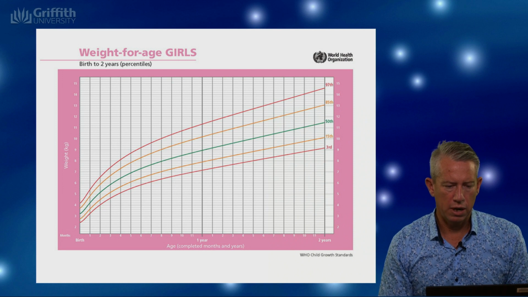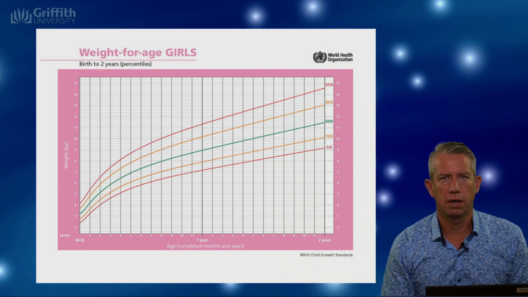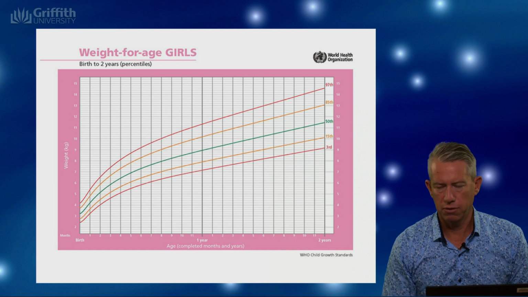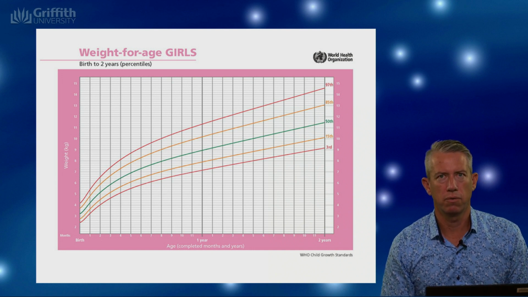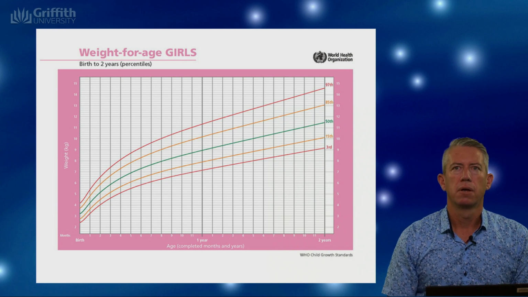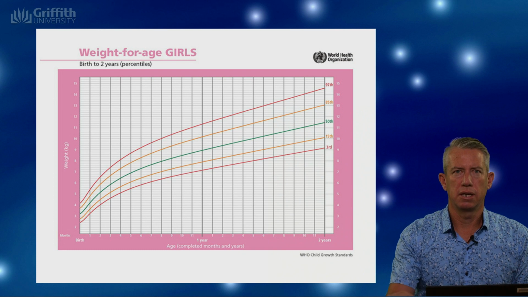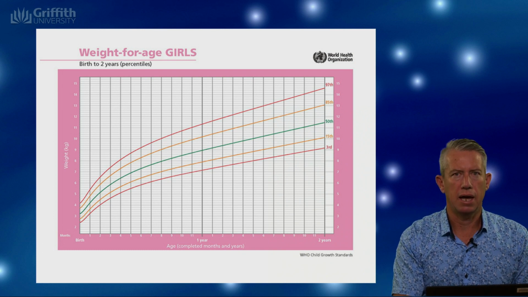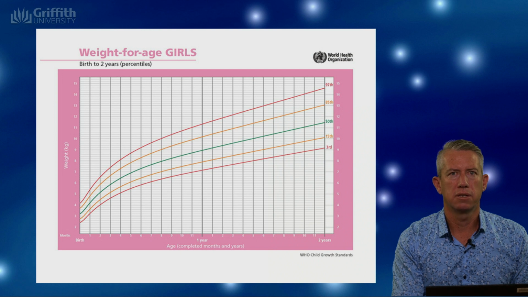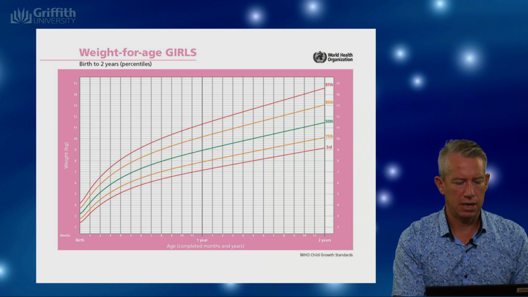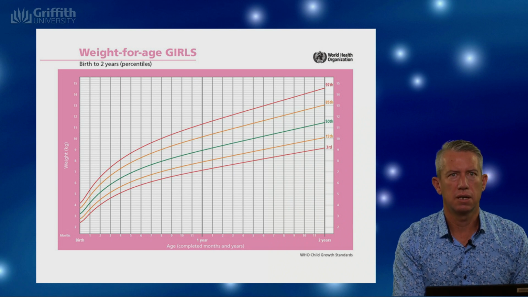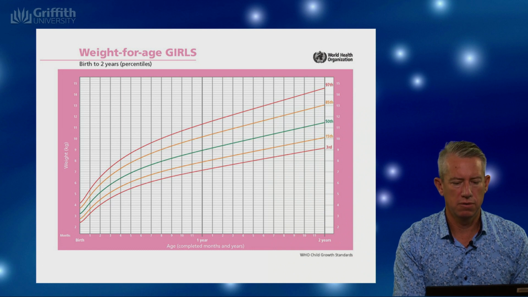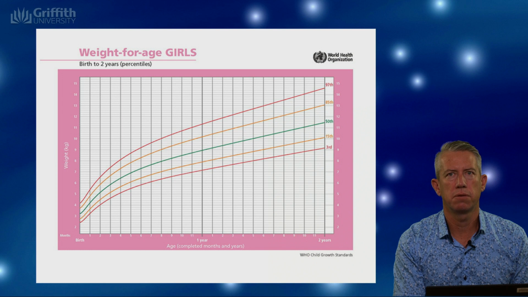Here's an example. This is the weight for age for, in this case, girls. Thankfully, the colour-coded ones can give you a hand because they're often blue and pink, depending on what reference population. But what you'll routinely see along the x-axis is the age, and then along the y-axis you will typically see the parameter of interest, which in this case is weight. And we have a series of lines, and those lines represent percentiles. So the green line in the middle is the 50th percentile.